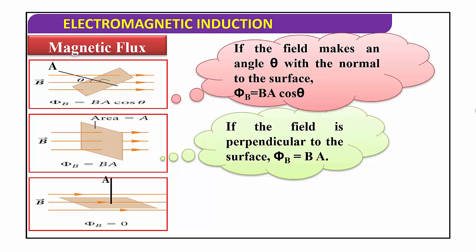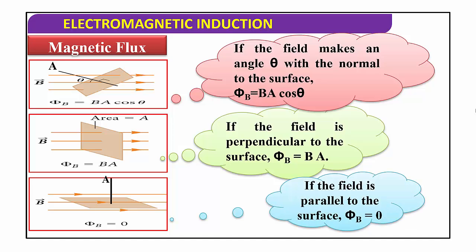Here theta is the angle between the magnetic field lines and the normal drawn to the surface. So they are perpendicular, and theta is equal to 90 degrees. Cos 90 is 0. 0 into BA will be 0. If the field is parallel to the surface, then magnetic flux is 0. These two conditions you have to remember.